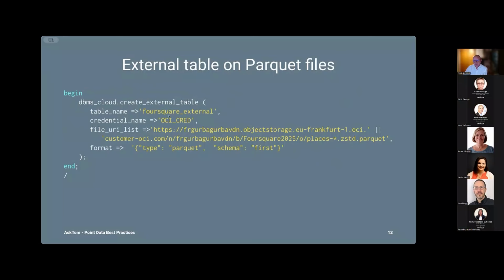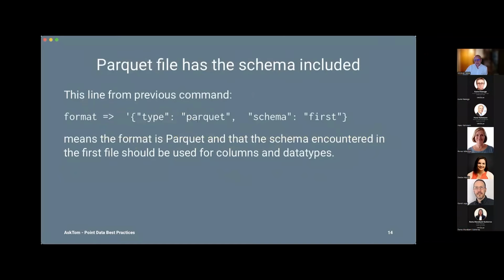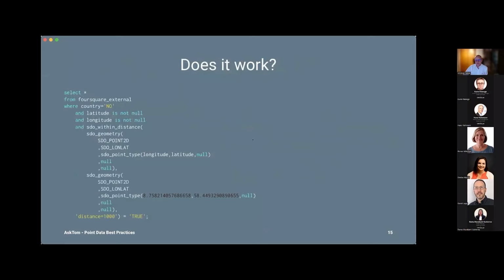This is all it takes. Once you have your credential in place, this is the whole command. This is the path to the bucket, and this is an expression to get all the files. I just have a small detail here. This is specified as a Parquet file, and this means that the schema, which is actually included in each file, it will only use the first one because the schema is the same for all the files. So that's all you need to do in order to actually access all these points.